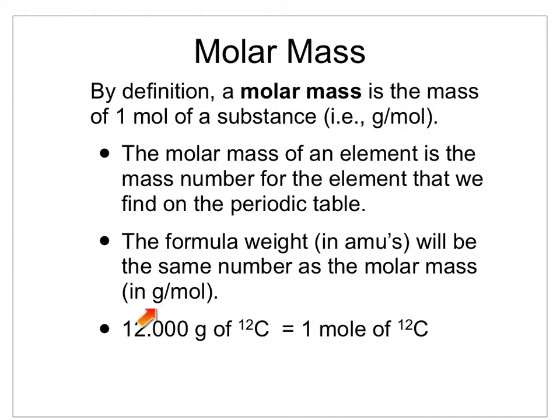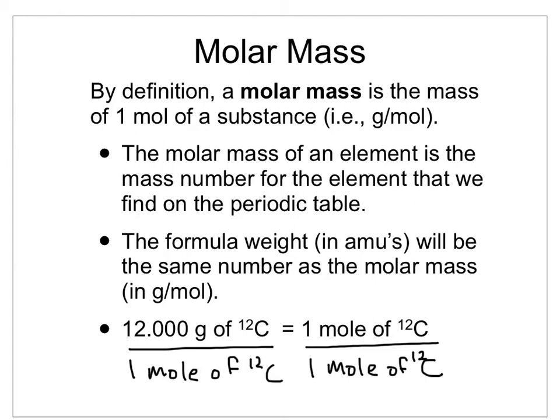We can therefore determine the molar mass of any element or compound in grams per mole using the atomic masses of the elements in the periodic table. Once we have the molar mass, we can use it as a conversion factor. That is because a single mole of substance is equal to a specific number of grams. Take a sample of carbon 12. 12 grams of carbon 12 equals 1 mole of carbon 12.